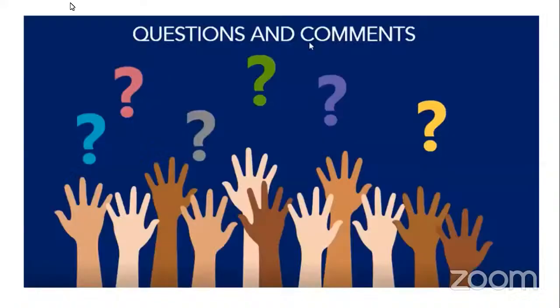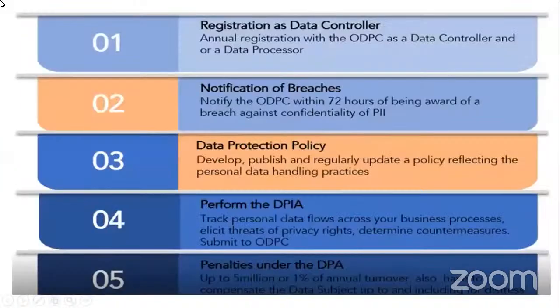And then also we'll have performance of a data protection impact analysis. And this is where you track the personal data flows across your business processes, and basically you're trying to identify the threats, you come up with the mitigation, the countermeasure, and submit that to the commission as well.